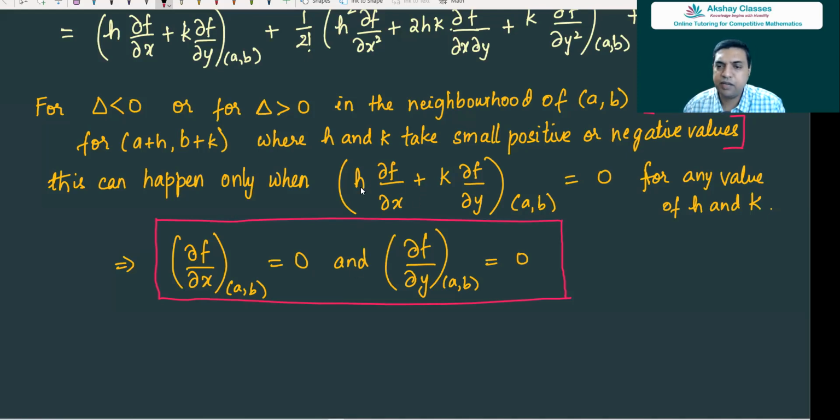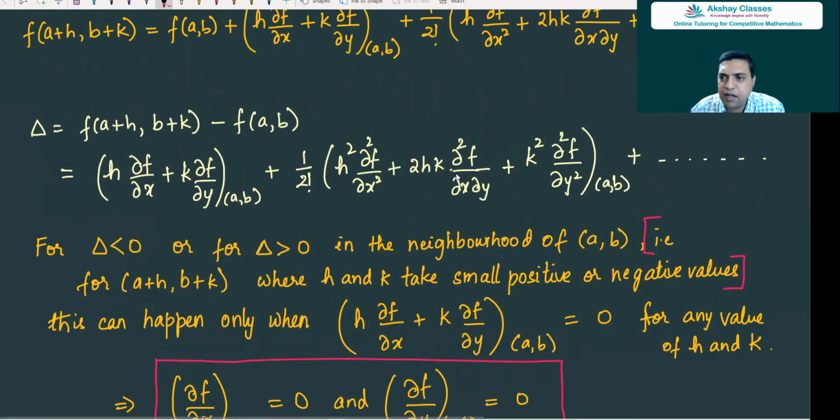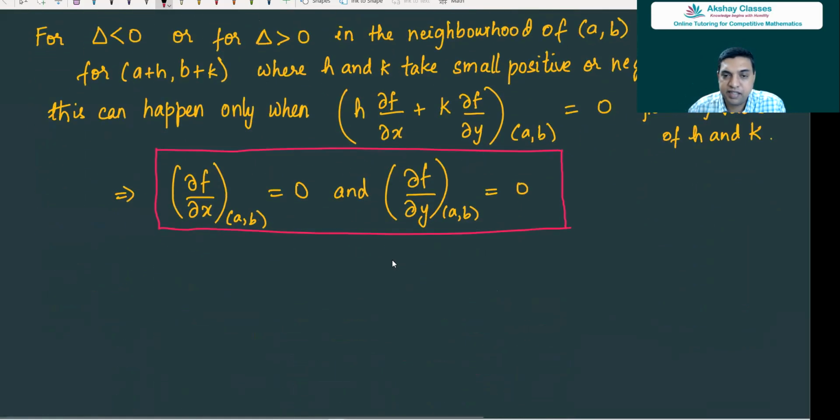This has to be 0 independent of h and k, whether h is small or k is small. If it's 0, this will take care that this is 0. Otherwise, if this doesn't become 0, you get neither the point of minimum nor maximum. So once this is 0, this is called the necessary condition. Now a comma b becomes a stationary point, but now the sign is dependent on the second term. So let us examine that.